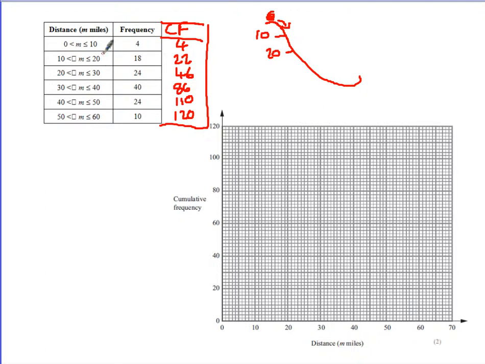Now what you've got to do is plot them at the top values. The top values here, because you're rolling all the way through to 10 to get these 4. So we go in at 10 and we're plotting 4. We're going at 20 and plotting 22. We're going at 30 and plotting 46. And again, making sure you're accurate here, each little square will count as 2. We're going at 40, and that's 86.